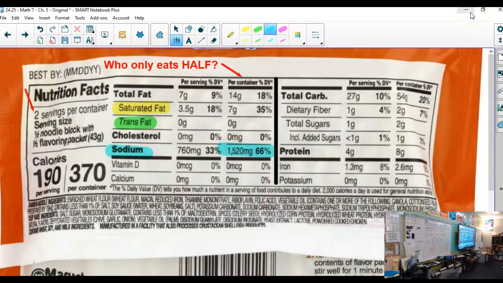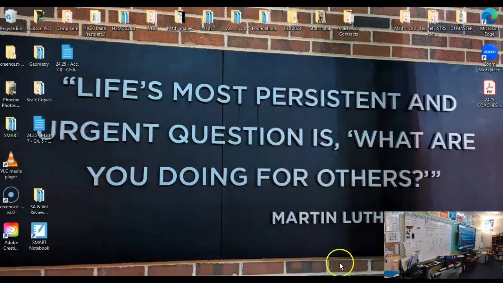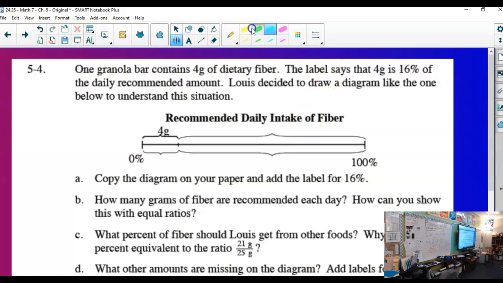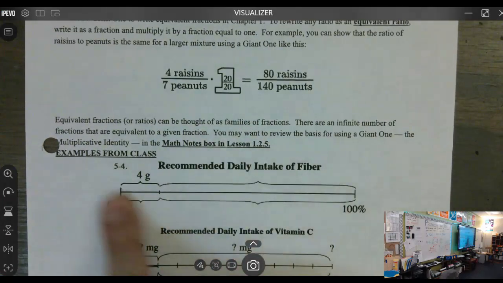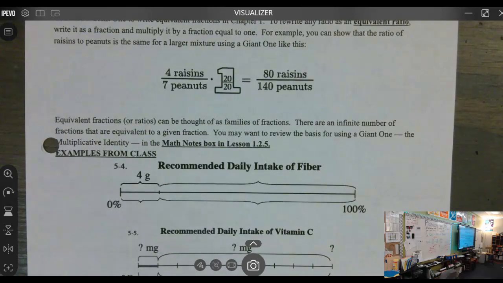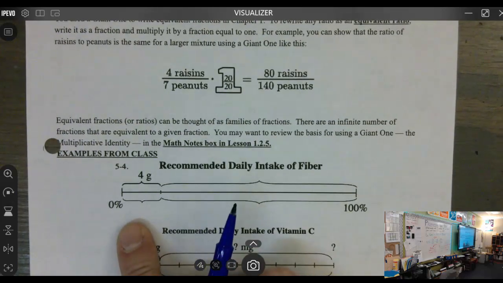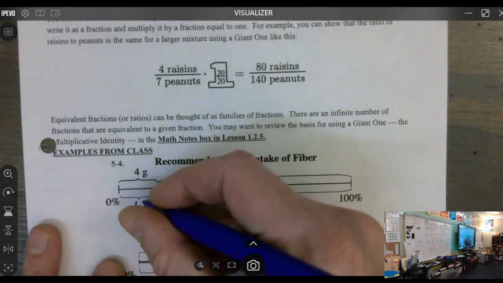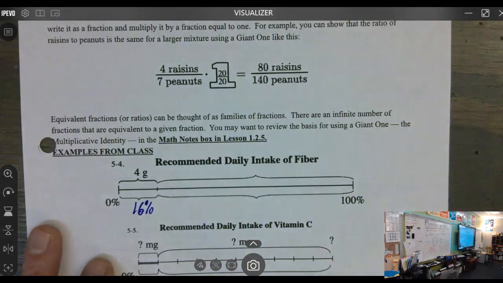But there are things on your labels that are good. So let's say we look at a label, and we get told that 4 grams is 16% of the fiber you're supposed to have. On your paper, what does fiber do for you? Makes you poop. Yeah, guys, everyone poops. And if you don't poop, maybe you should eat some more fiber. So 4 grams is 16%.